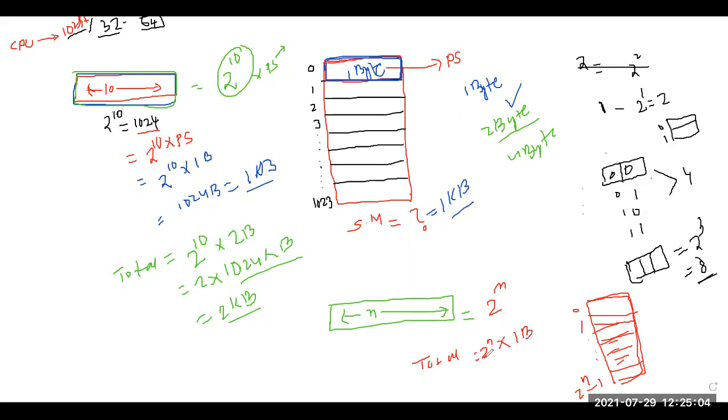If I am saying this is 2 byte addressable, then total memory supported will be 2 to the power of n into 2 bytes. This will be the total size of the memory. It will not be able to support more memory than that. Now if I am saying 4 byte, it will support 2 to the power of n into 4 bytes.